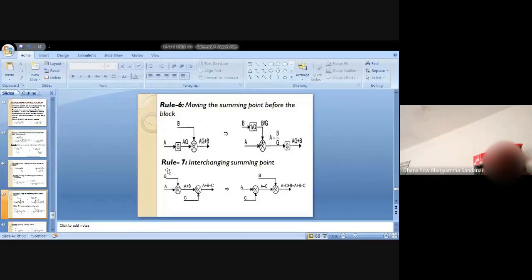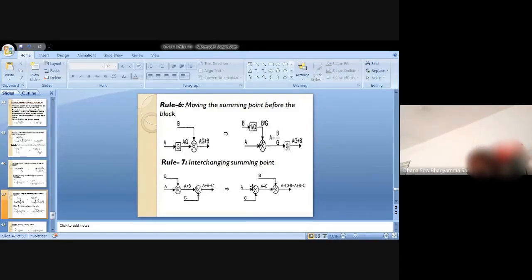Okay, so A and B are the inputs to this summing point, so A plus B. C is introduced here, so A plus B minus C I will get. So the final output is A plus B minus C. Initial inputs are A, B, C. Okay, so this summing point has moved here, so I will get A minus C.